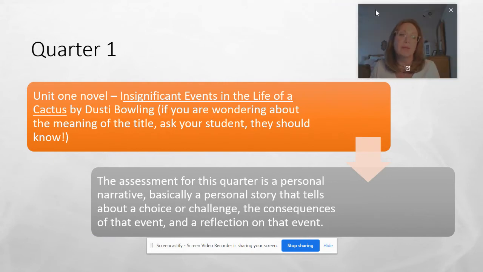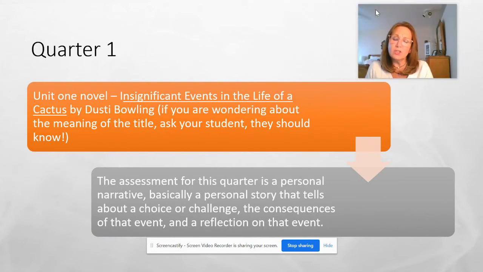In Q1, our Unit 1 novel is called Insignificant Events in the Life of a Cactus by Dusty Bowling. She is from Arizona, she lives in Cave Creek, and the novel is set in Arizona, which makes it kind of interesting for the students, I think. If you are wondering about the meaning of that curious title, please ask your student. They should be able to go to the part in the book that discusses that. And if they don't know, maybe they need to go back and look and see if they can find it.